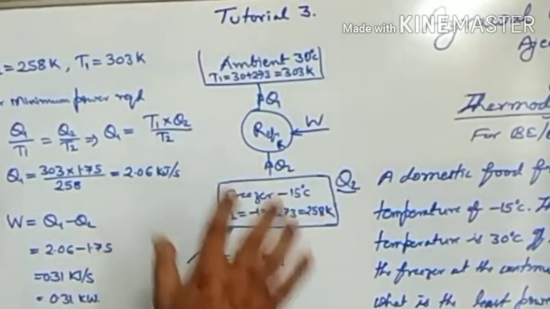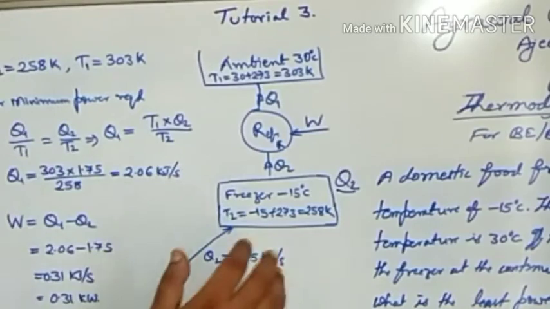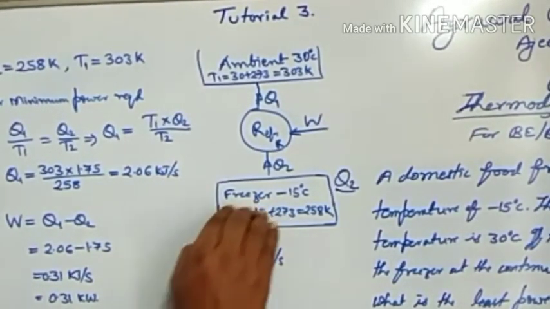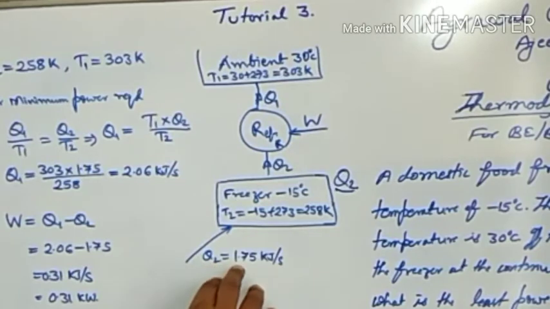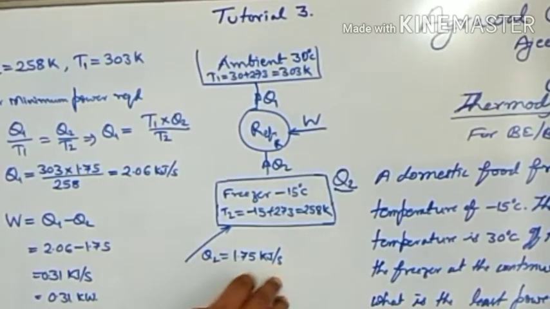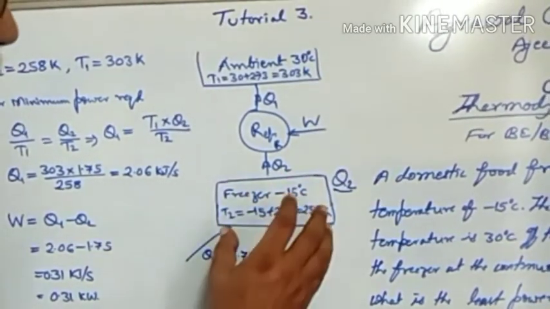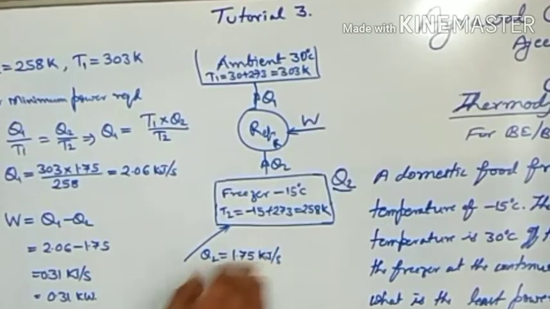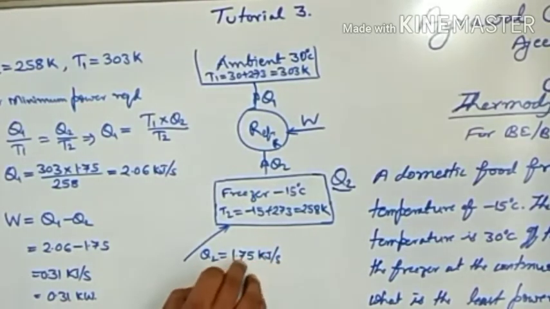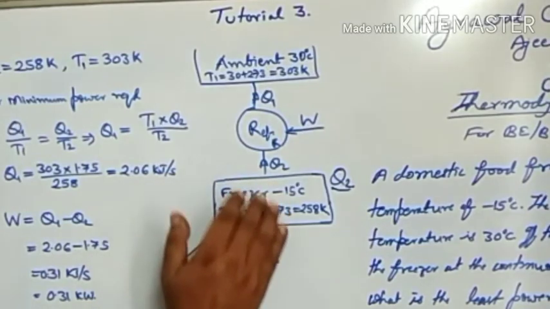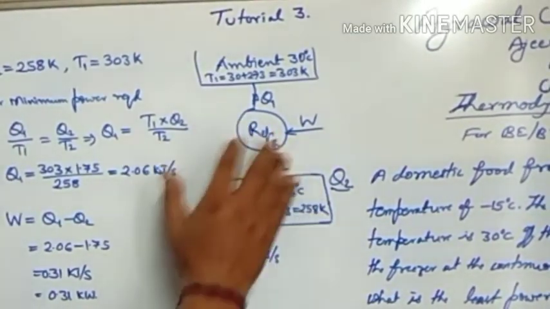Although the freezer is insulated, it is not perfectly insulated, so continuously some amount of heat is leaking into the freezer, and that amount is given as 1.75 kilojoules per second. So if we want the freezer to be at minus 15 degrees centigrade only, then we have to remove this Q2 amount of heat, 1.75 kilojoules, which is leaking inside the freezer, that you have to take out from the freezer continuously.